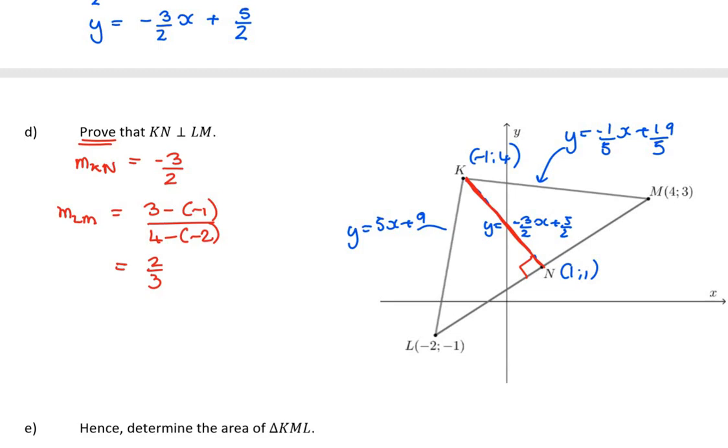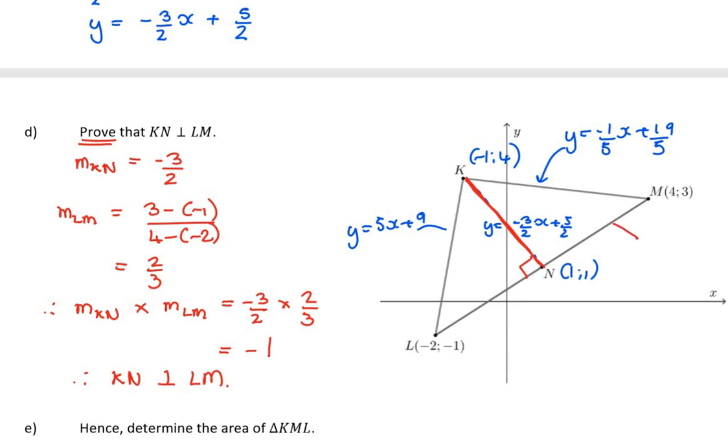Now, I was expecting that because I want to be able to show, remember, if you're trying to prove that lines are perpendicular, you need to show that their gradients multiply together to give you -1. But you have to show that. You can't state it. So notice I've written out both of them. I've said this equals -1. Therefore, my conclusion is KN is perpendicular to LM.